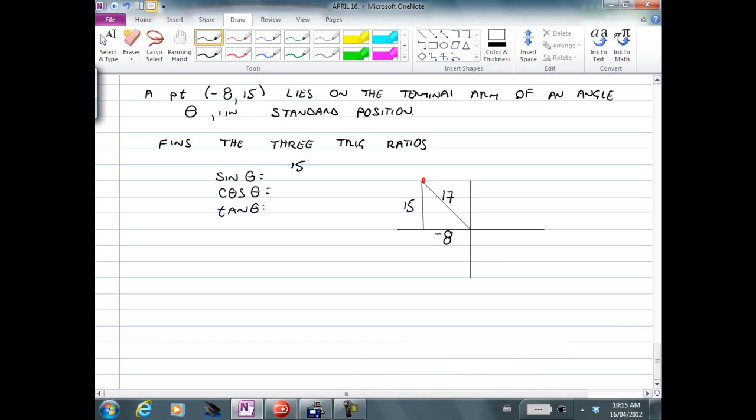15 over 17. And you notice how my answer is positive? Because I'm in the second quadrant. Amar, cos theta. -8 over 17. And look at my answer. It's negative because I'm working with cos theta. Harsh, tan theta.